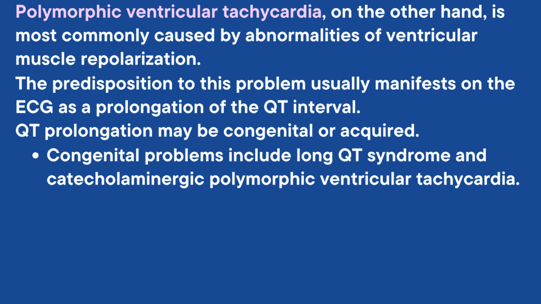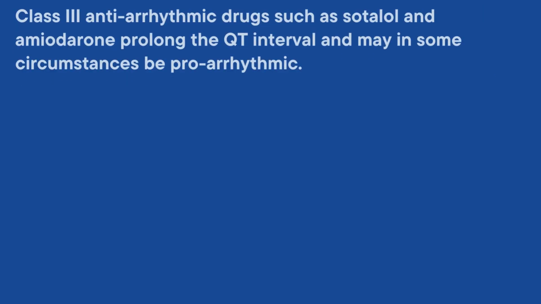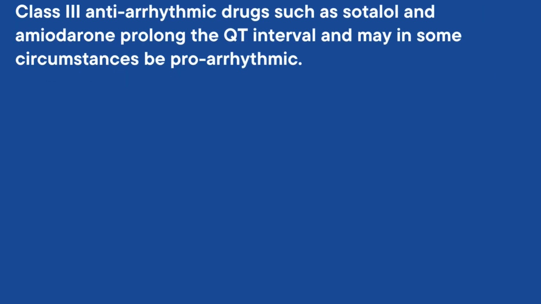Congenital problems include long QT syndrome and catecholaminergic polymorphic ventricular tachycardia. Acute problems are usually related to drug toxicity or electrolyte abnormalities, but can occur as a result of myocardial ischemia. Class 3 antiarrhythmic drugs such as sotalol and amiodarone prolong the QT interval and may in some circumstances be proarrhythmic.